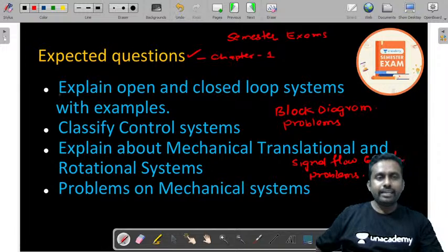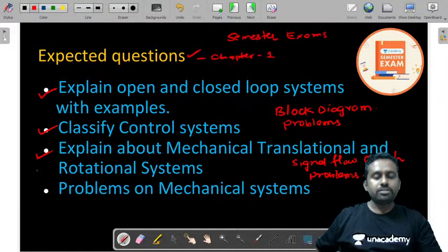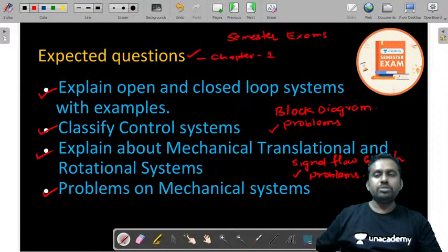Once again, I'll tell you what are the questions that are expected from this chapter 1. One is explain open loop closed loop system, classify the control systems with examples, explain about mechanical, translational, and rotational systems, and different types of problems on mechanical systems, block diagram, and signal flow graph. Sometimes you'll also be asked to state and explain Mason's gain formula.